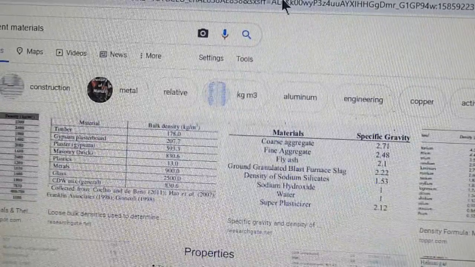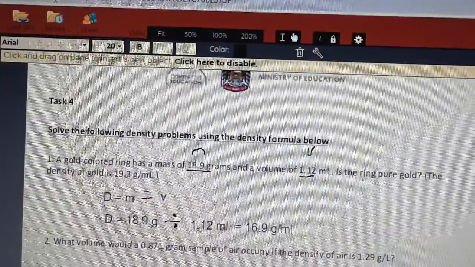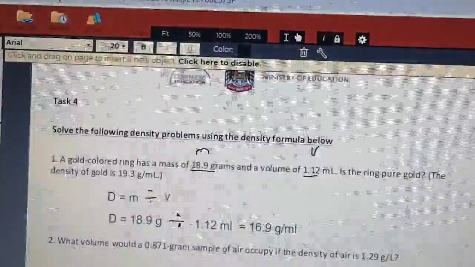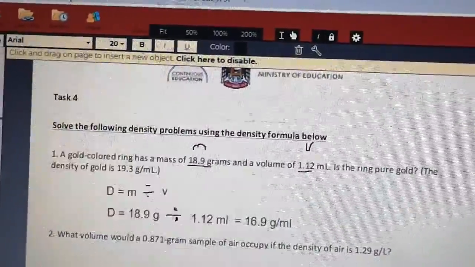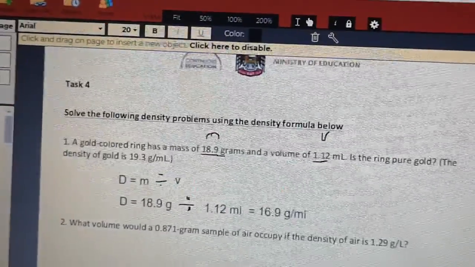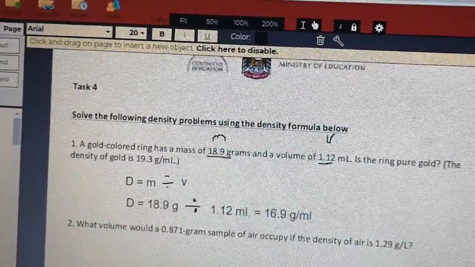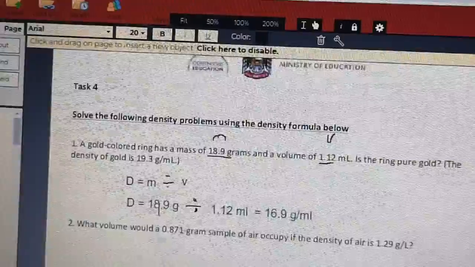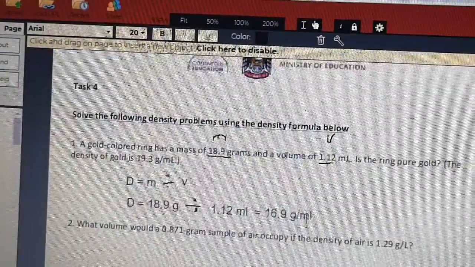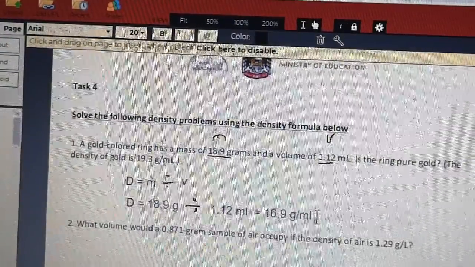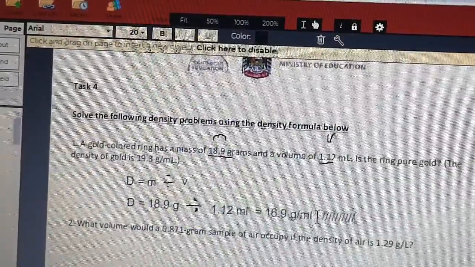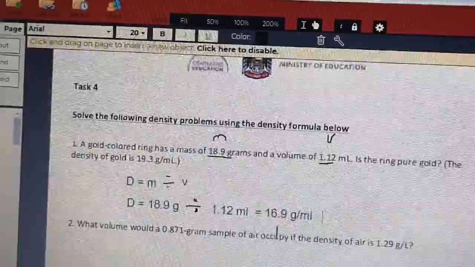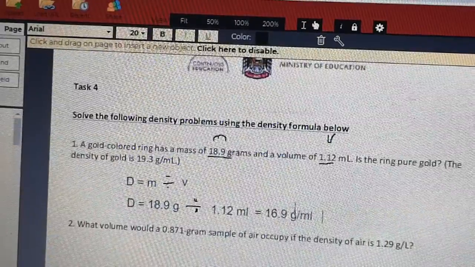Okay, let's go back. I've solved the first problem for you there, giving you an example. Now, why did I write grams dash milliliters? Because we have grams divide milliliters. Remember when I say this dash symbol, it means divide. Okay, so that's just giving you the units.